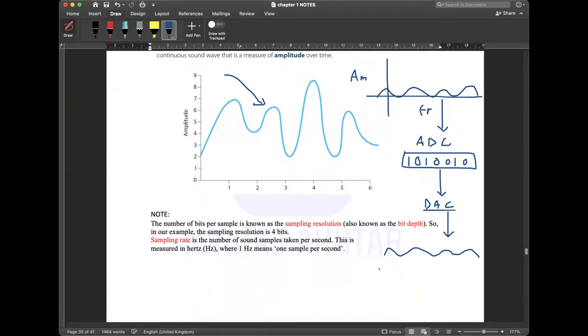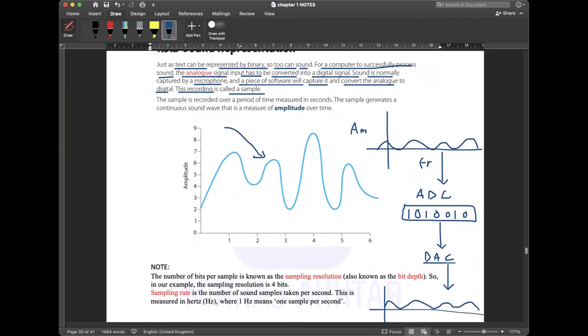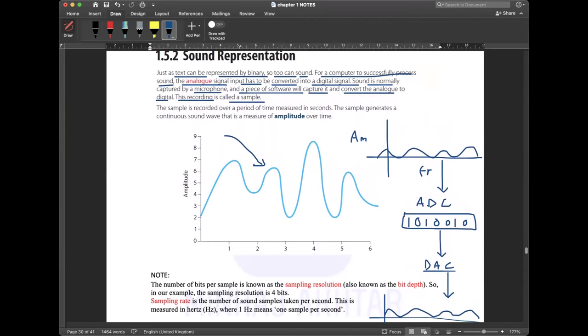So how many converters are there? Tell me. Two converters. What are the names? Analog to digital converter and digital to analog converter. Perfectly fine. It means then you are able to understand my voice. So this thing is called sampling. The sample is recorded over a period of time, measured in seconds.